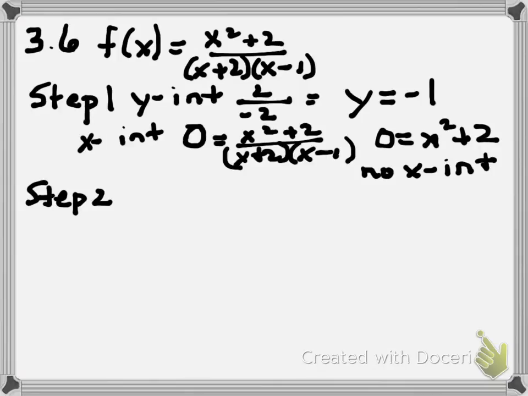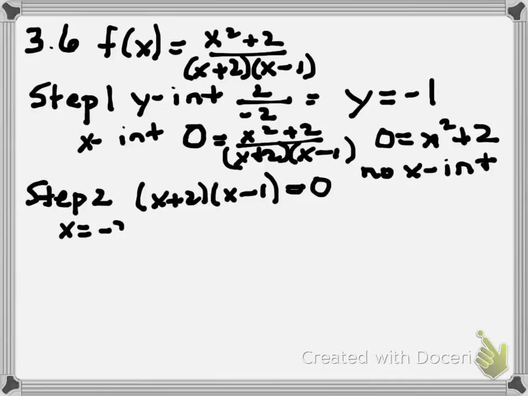Step 2, I want to find the vertical asymptotes. So what I'm going to do is set the denominator equal to 0. So I have in the denominator x plus 2 times x minus 1, set it equal to 0. So I'm getting x equals negative 2 and x equals positive 1 as vertical asymptotes. Then I have step 3.